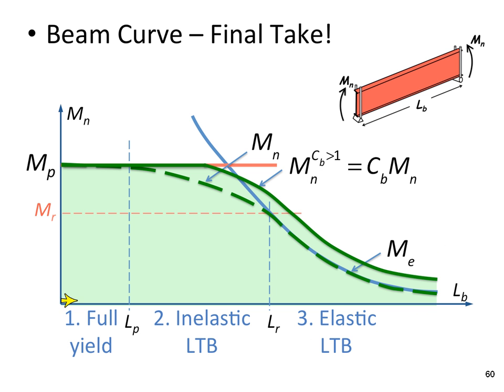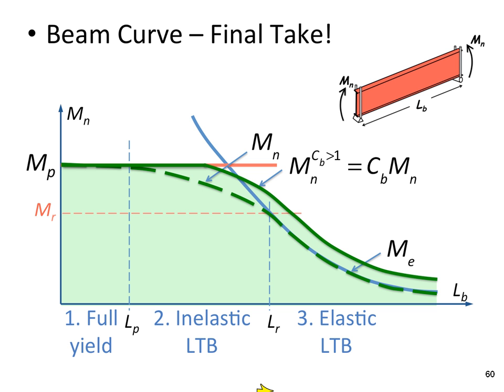So final take, we've now got our beam curve. We've basically developed the strength curve, and M sub n includes full yield, inelastic LTB, and elastic LTB. The elastic LTB is based on that bifurcation solution we developed. And if you've got anything but uniform moment, you can scale it by a C sub B factor.